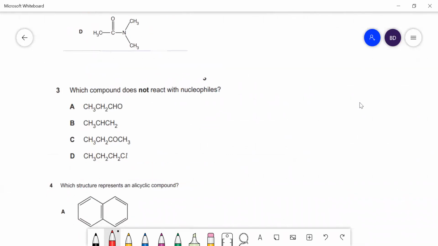Which compound does not react with nucleophiles? Well, the aldehyde would do, because you've got a delta positive on there. This one wouldn't. There's no partial charge on a carbon. There's partial charge on a carbon there, partial charge on that carbon attached to the chlorine. Okay.